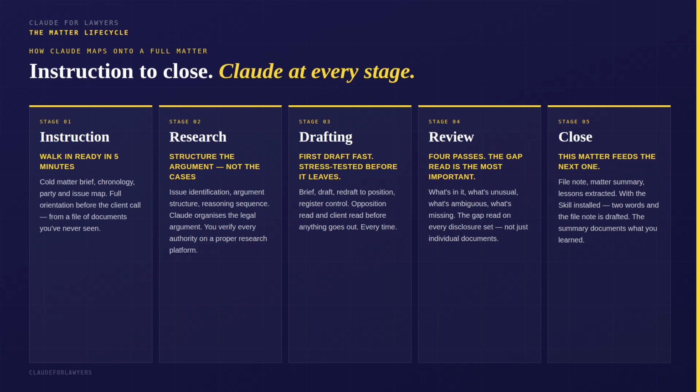Upload the key documents, run the brief, and Claude gives you the dispute in 2 sentences: the parties, the key issues, the current position, and the 3 things you need to know before you speak to the client. Then run the chronology prompt and the party and issue map. In under 5 minutes, you have full matter orientation. That's 5 minutes instead of 40. Every time.